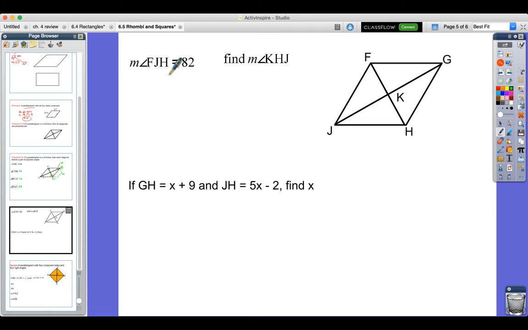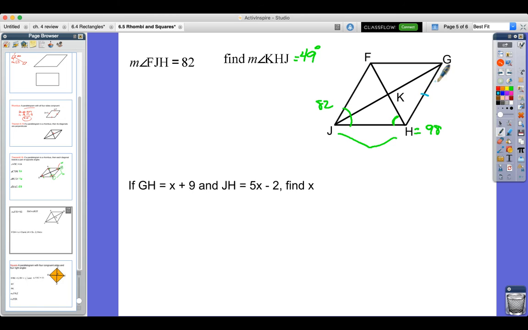So a few more things right here about a rhombus. Angle FJH, this whole angle right here, is 82. Find the measurement of angle KHJ, this angle right here. Well, let's start out with this. What is the whole angle H? What is the whole thing right here? This whole thing is 82. This whole thing is 98, because remember, these are still supplementary angles right here. So then the diagonal does cut it in half. So the value of that right there is what, y'all? 49. Good. 49 degrees.